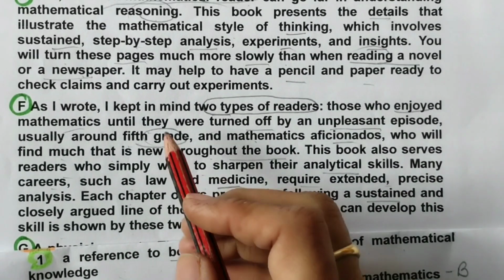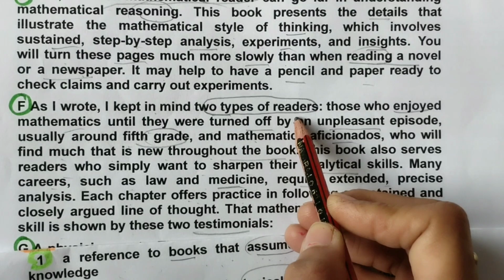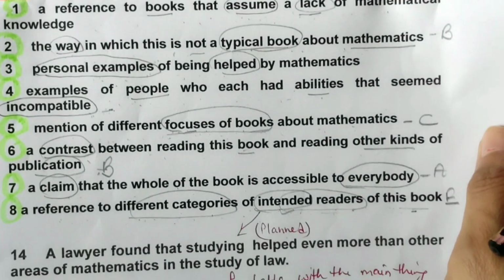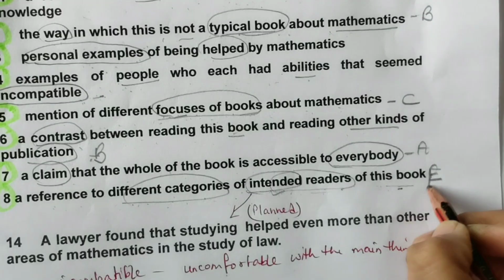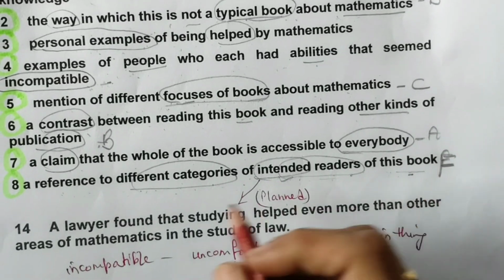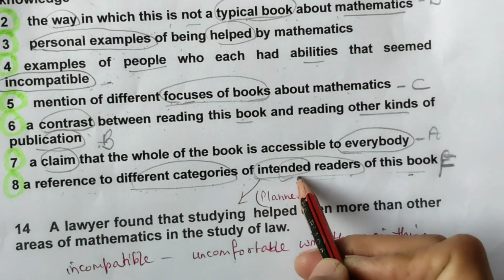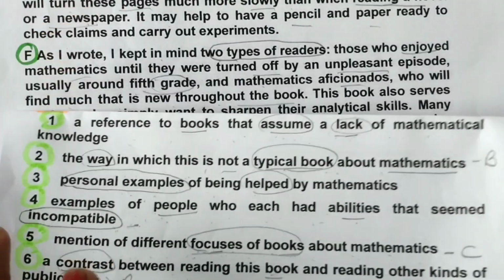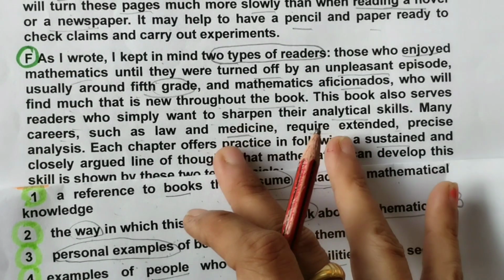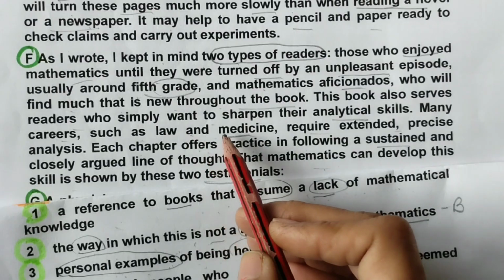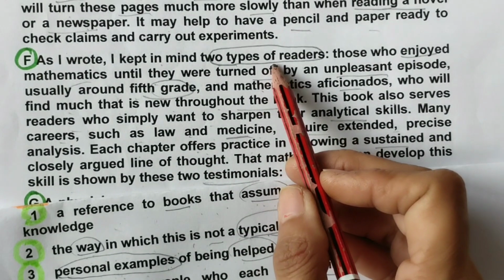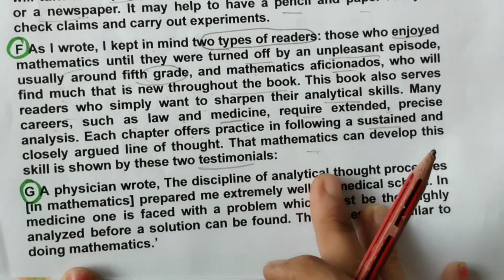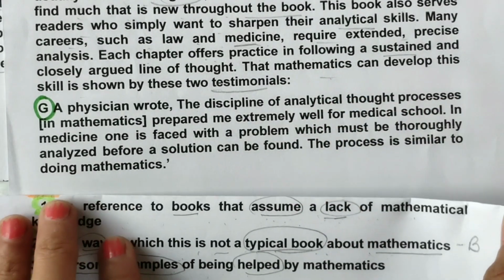Just a minute. I kept in mind two types of readers, those who enjoyed mathematics. Okay, so I will change my answer. Sorry, I will change my answer. This is paragraph F. Reference to different categories of intended readers of this book. So they want to read it for their courses, like for law, medicine and all. Two types of readers. Okay. Yes, that's why I told you if something is more matching, then we can change.